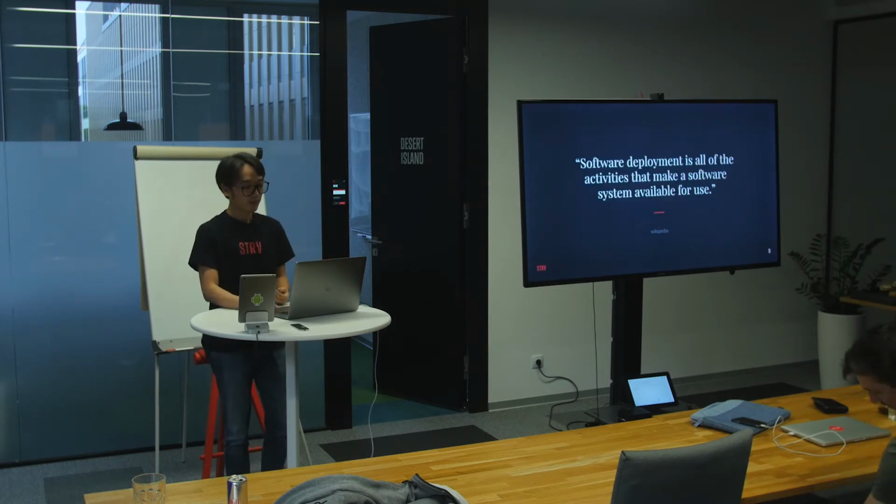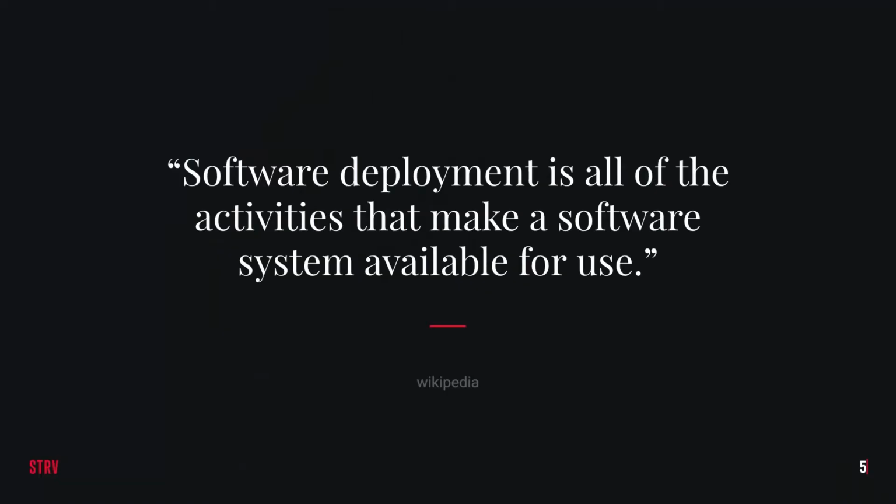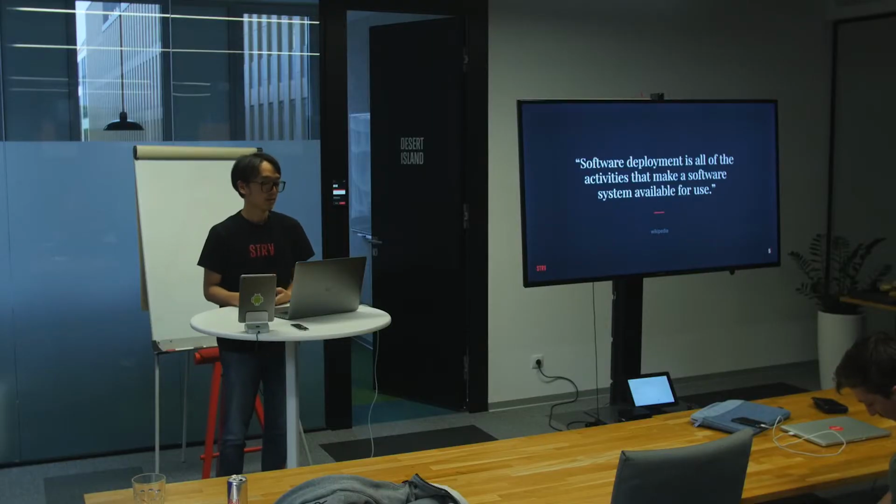Let's start with a definition of deployment on Wikipedia as usual. Software deployment is all of the activities that make a software system, in our case a web application, available for use.